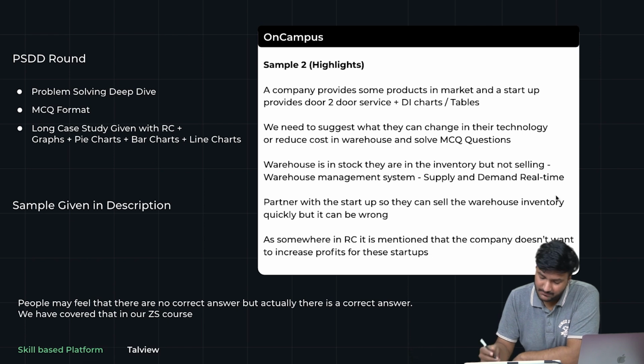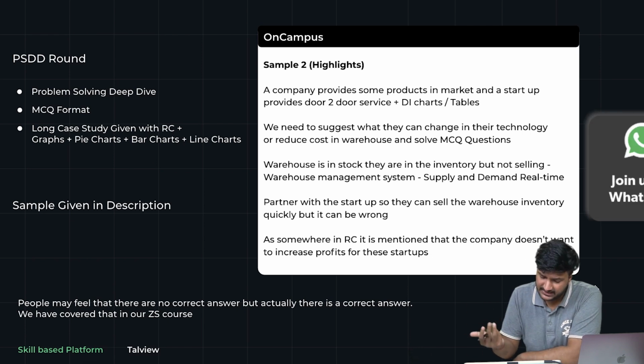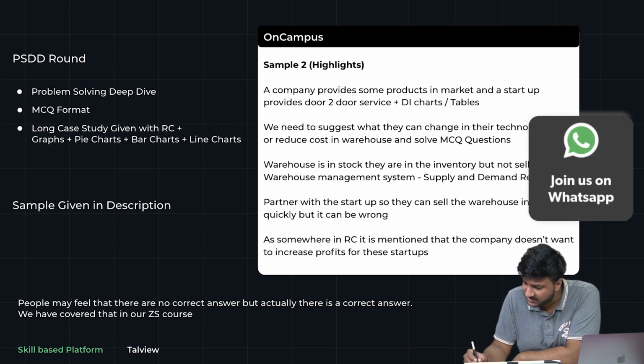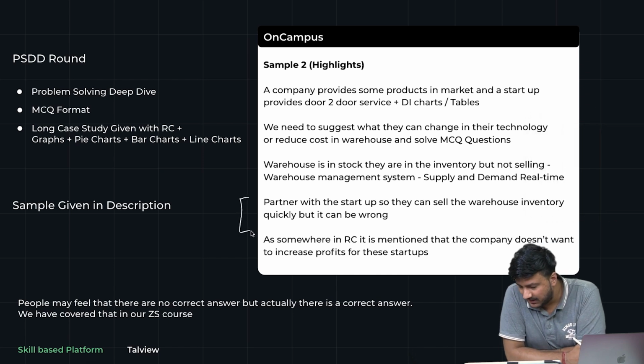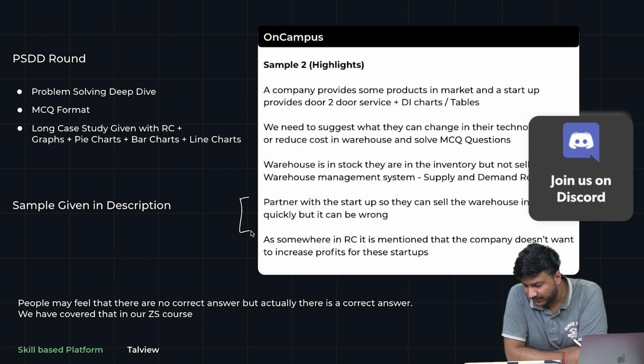So basically, one more type of question that I've seen being asked. If you just give me a second. There's also one more option called partner with the startup, so that they can sell their warehouse inventory quickly, but it can be wrong.